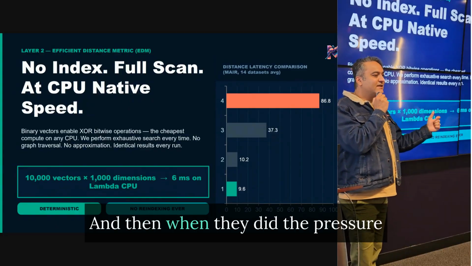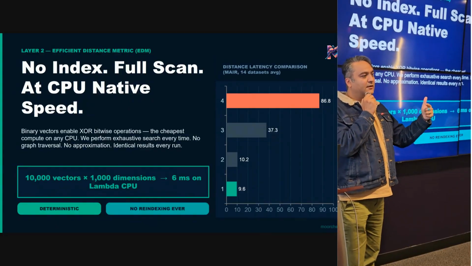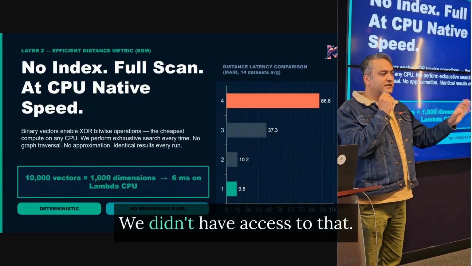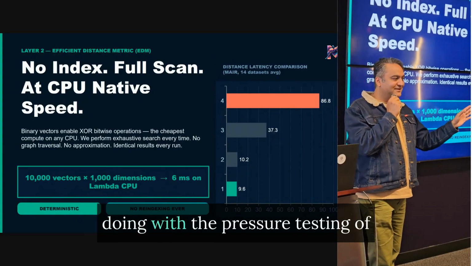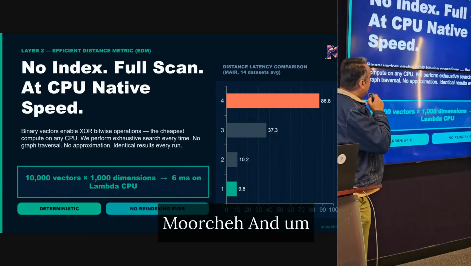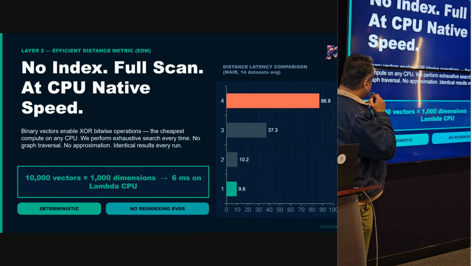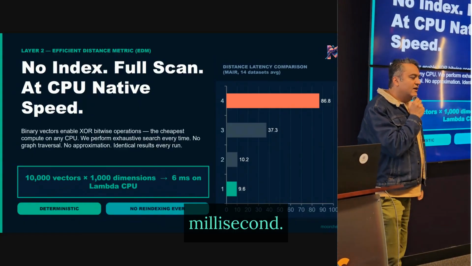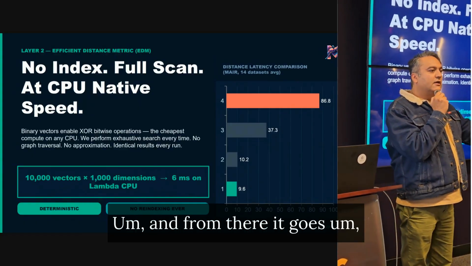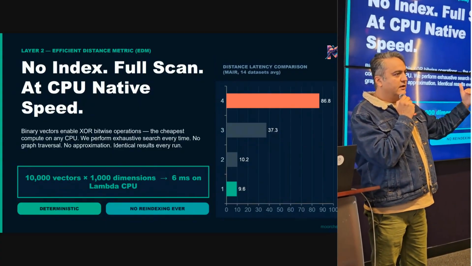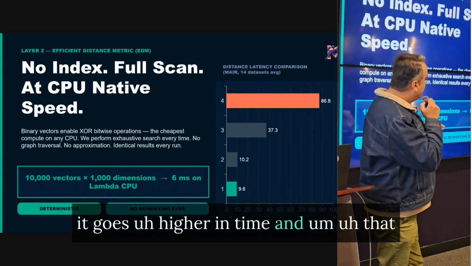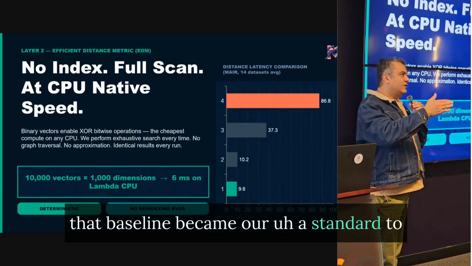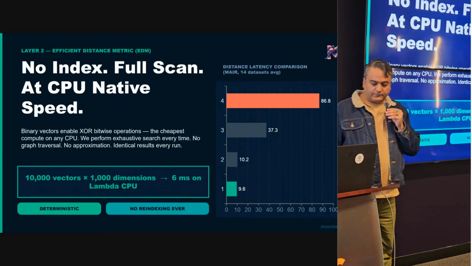And then when they did the pressure testing, the entire architecture was running on their own private cloud. We didn't have access to that, and we didn't even know what they were doing with the pressure testing of moorcheh. And 10,000 vectors, 1 dimension, 6 milliseconds. And from there, it goes higher in time. And that baseline became our standard to make everything much faster.